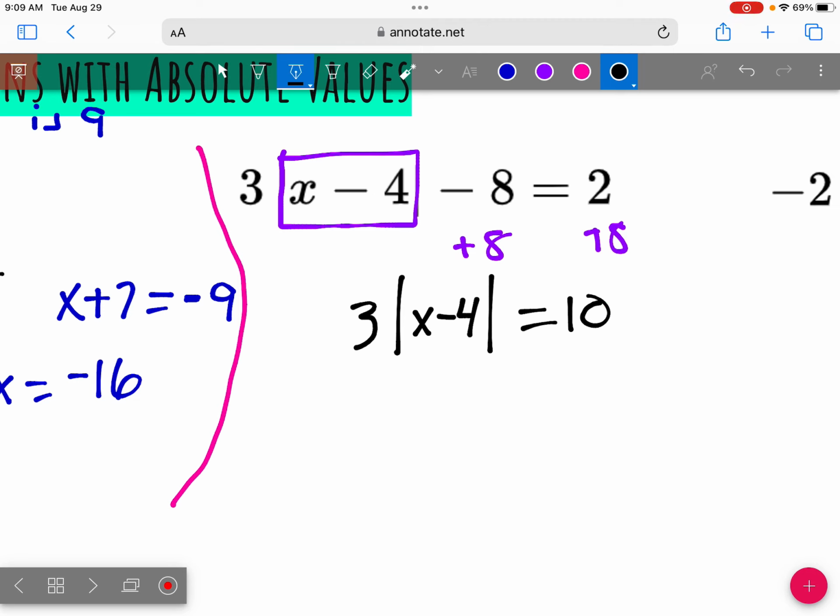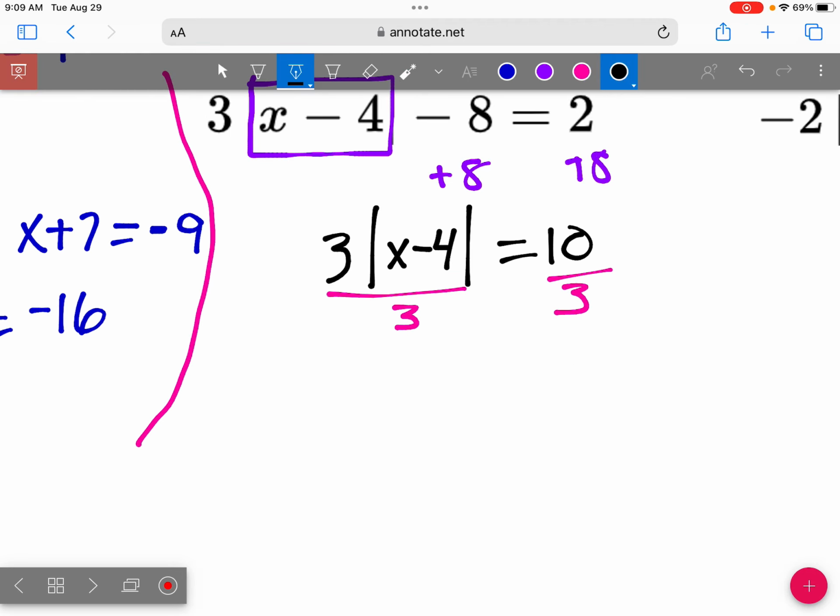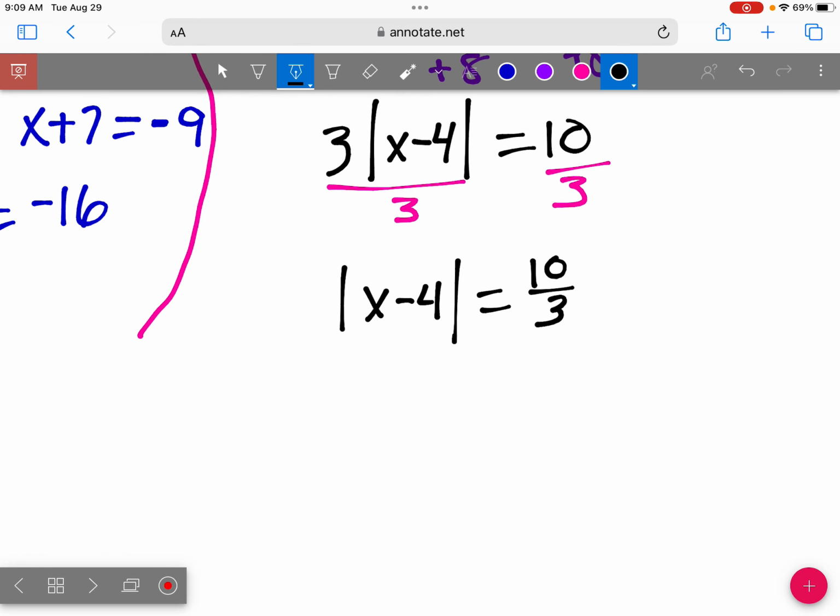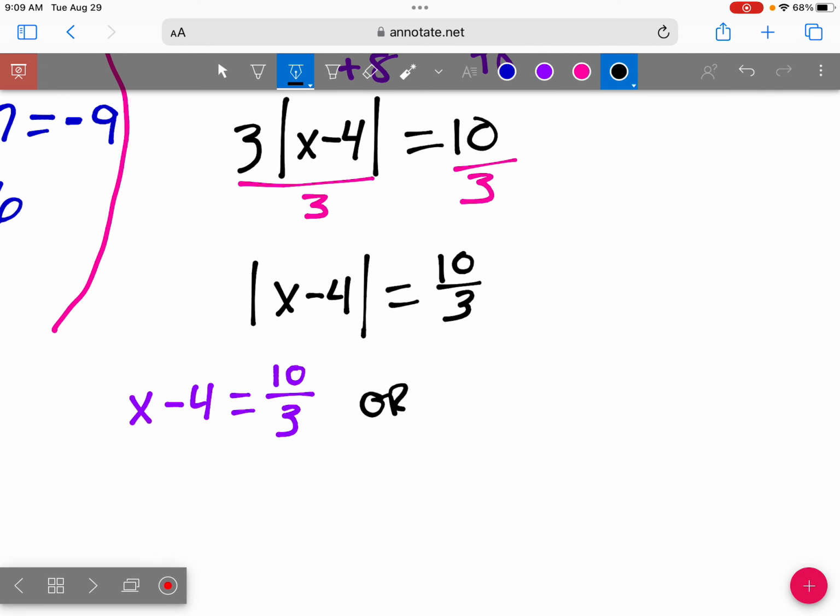Then what do we do to get the absolute value by itself? Divide by 3. Get the absolute value by itself first. So we have the absolute value of x minus 4 equals 10 thirds, which is gross, but fine. Now I can split it into my cases where x minus 4 could absolutely equal 10 thirds, and those absolute value bars could be doing nothing. Or x minus 4 could equal negative 10 thirds.